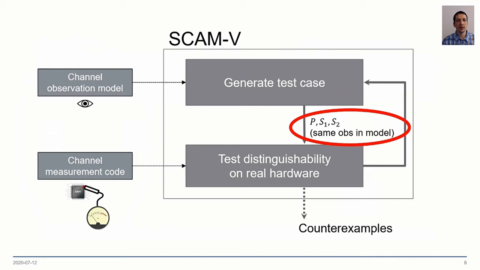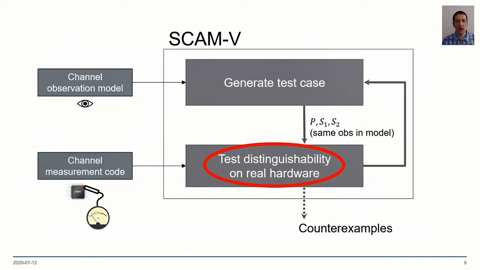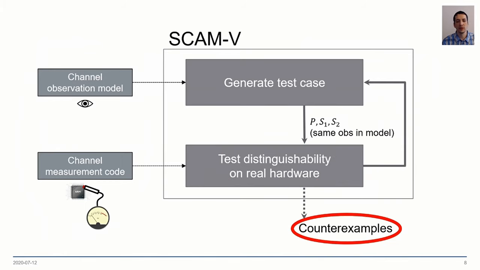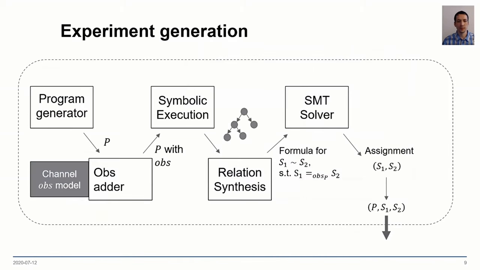sequence of abstract attacker observations. After executing test cases on real hardware and probing the side channel, like an attacker, we keep all test cases that help the attacker and thereby present counterexamples to soundness. Now we look into the experiment generation in more detail.